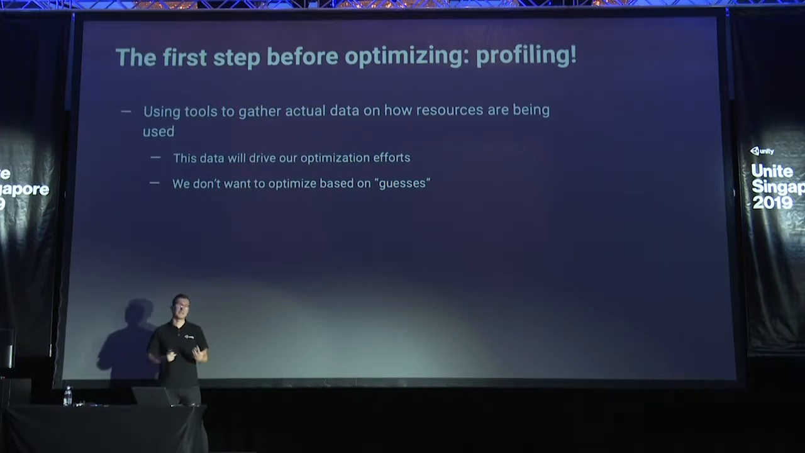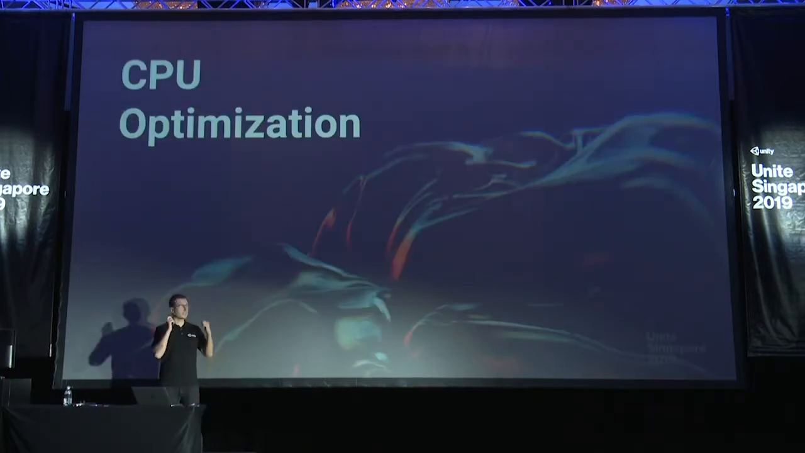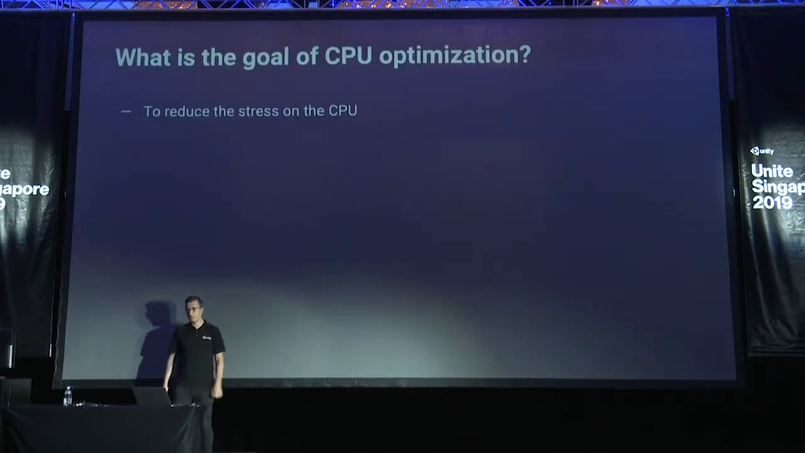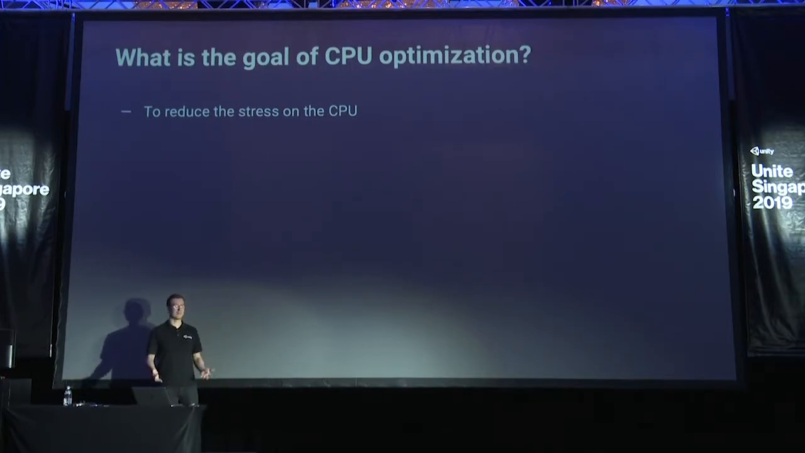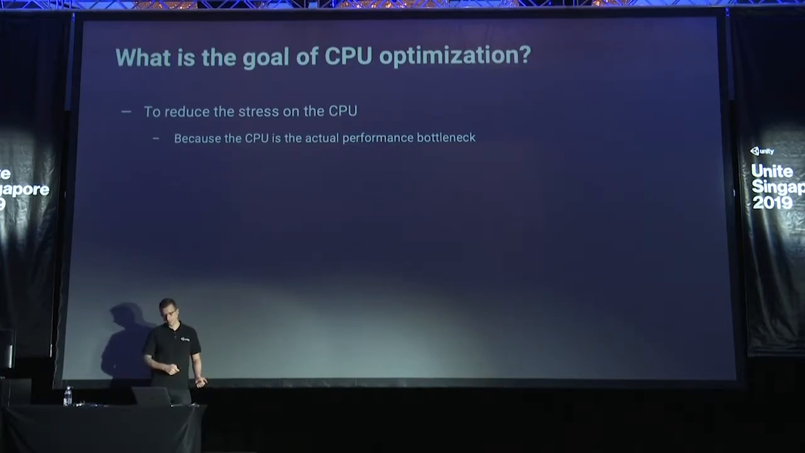your game. You don't want to guess what's wrong with the game. You want to go into data, see where the performance bottleneck is, and try to fix the issue in an informed way. So let's start with the CPU optimization. Our goal in the CPU optimization is to reduce the stress on the CPU. Very easy, right? To achieve this, we want to make sure that the CPU is the actual performance bottleneck.